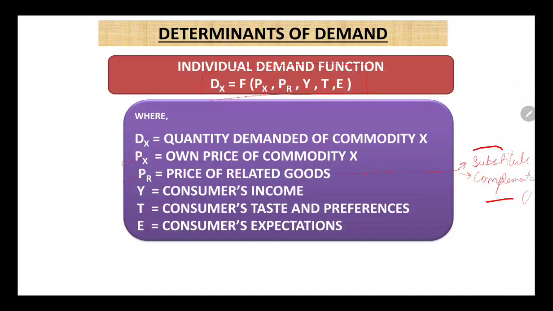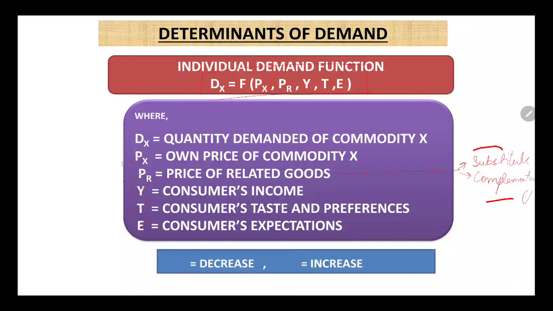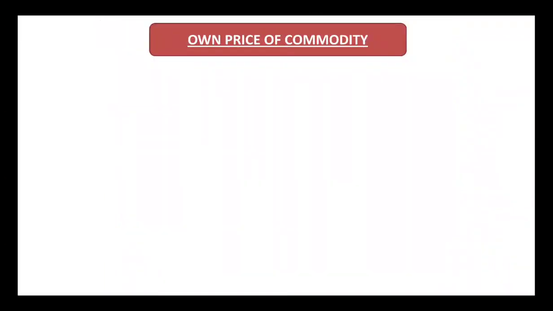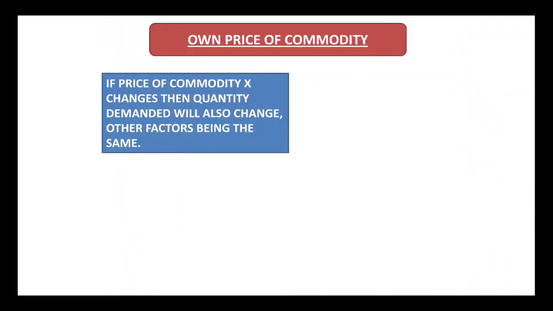Okay, so then consumers' income, tastes and preferences, and the consumers' expectations. Okay, the first one is the price of the own commodity. We are studying the first factor.